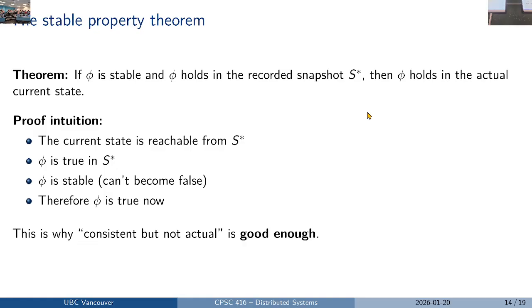So the current state is reachable from the starting state. So phi is true from that starting state, so we know that we can get there. It can't become false because we can't reverse it. And since it was true earlier and it's stable, we know that it's still true. We know that we went through that path.